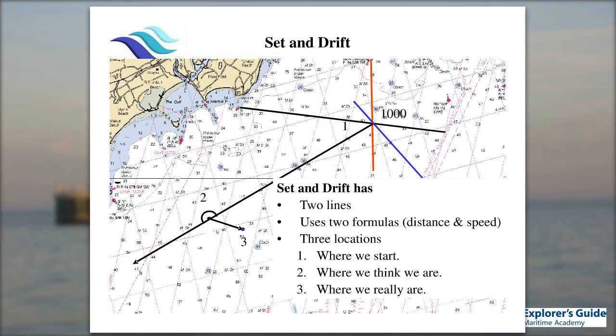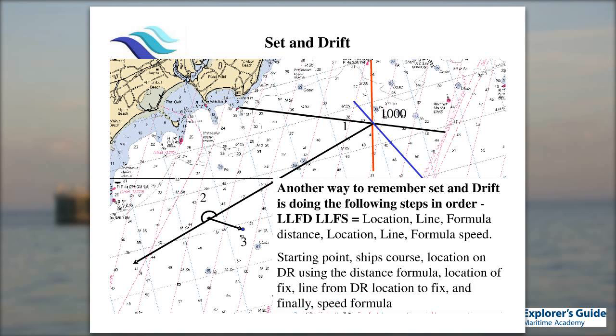Now, let me break this down into 6 very simple steps. 1 is our location, the 3-point fix we took. 2 is our theoretical position based on speed and time equals distance. 3 is our new location where we are at based on another fix. So we always go with the saying LLF, LLF: location, line, formula. If you haven't done a formula for step 3, you can't possibly find out where you are.